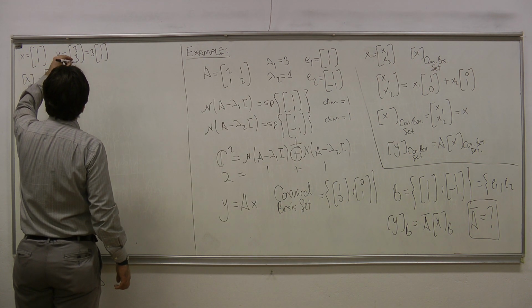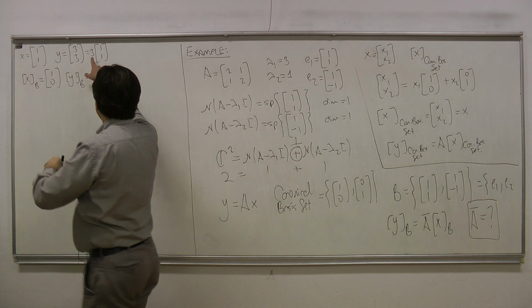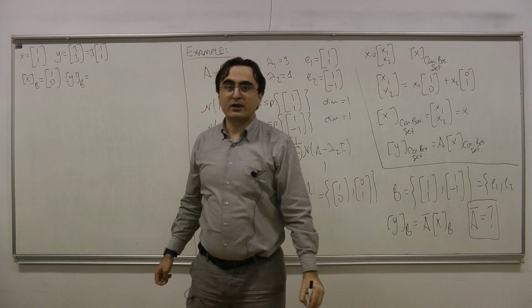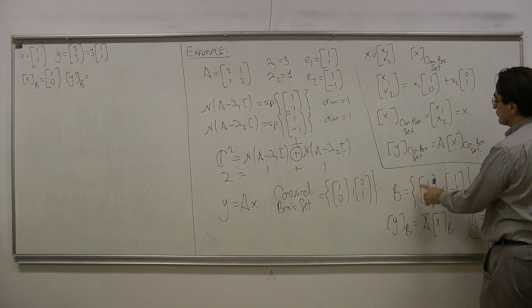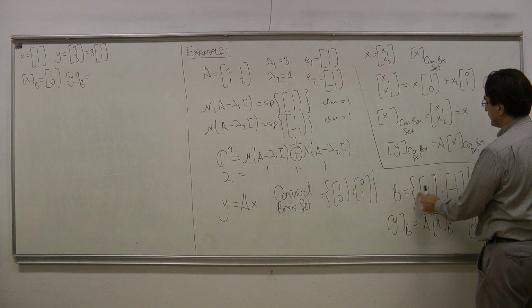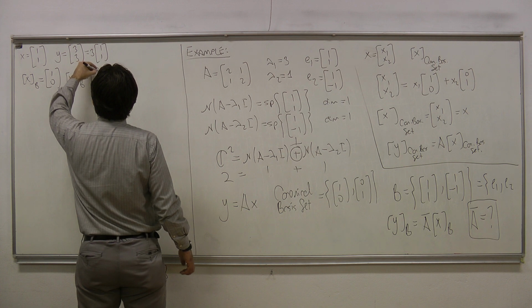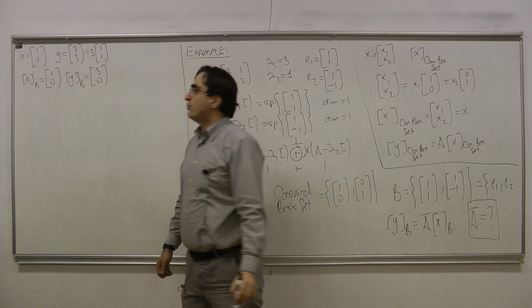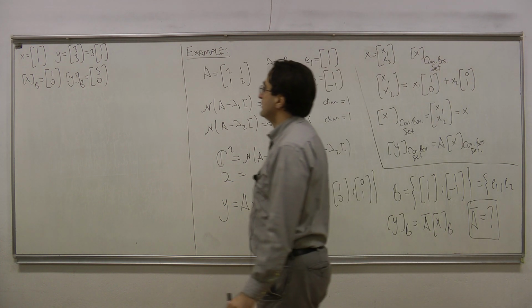What about representation of y with respect to B? Y is 3 times the first basis vector. Okay? Therefore, the coefficients of y, when I try to express it in terms of the linear combination of these two vectors, the coefficients will be 3, 0. Okay? This is a representation of y with respect to the basis set B. Okay?